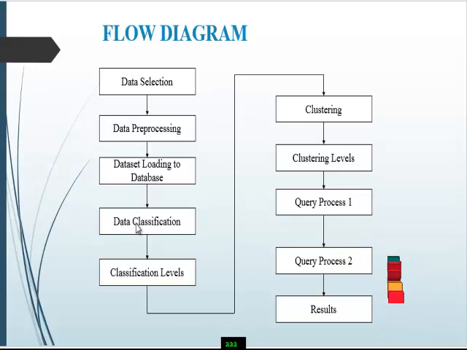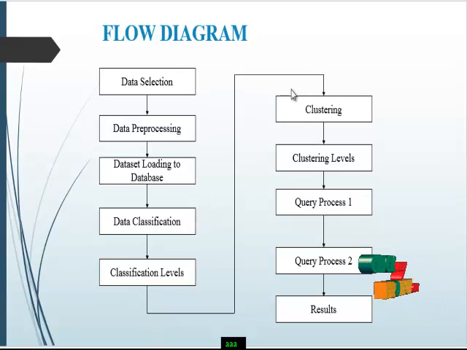Next we are going to data classification. Data classification is a data mining function that assigns items in a collection to target categories or classes. The goal of classification is to accurately predict the target classes for each case in the data. Data classification is the process of organizing data into categories for its most effective and efficient use. Next we are going to classification levels. Here we can use classification level 1 and classification level 2.